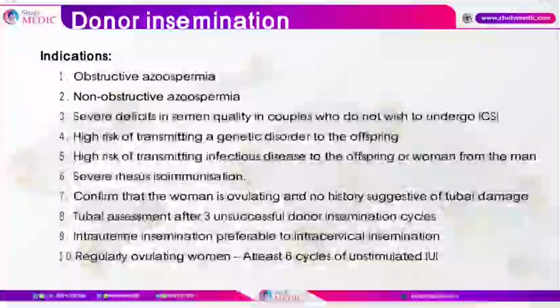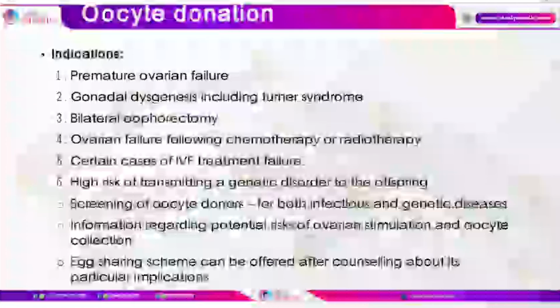Intrauterine insemination is preferred rather than intracervical, because intrauterine has better success. In regularly ovulating women, at least 6 cycles of unstimulated IUI can be considered. But understand, a stimulated cycle gives better success.